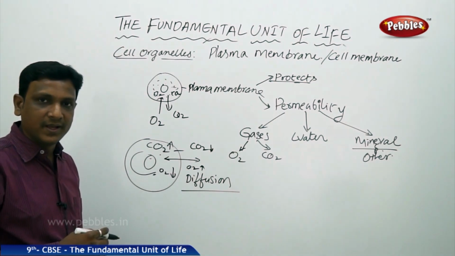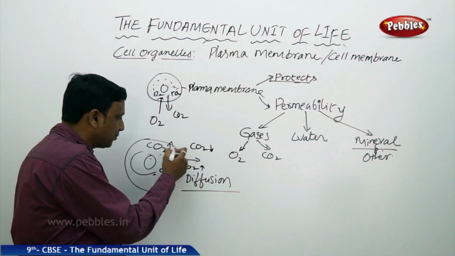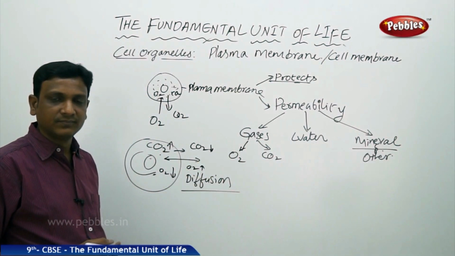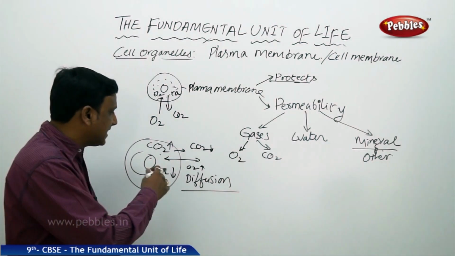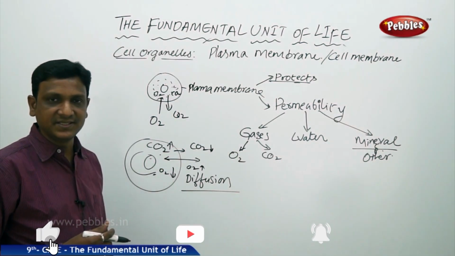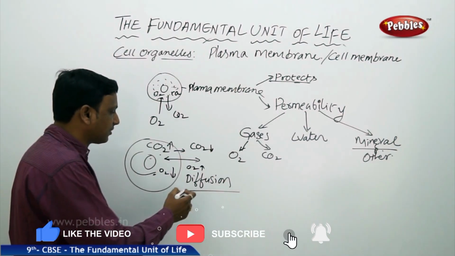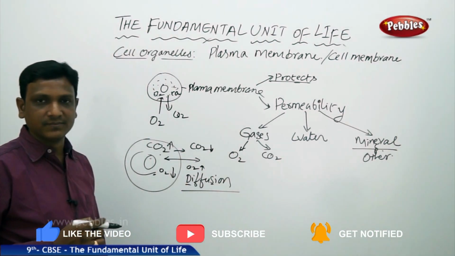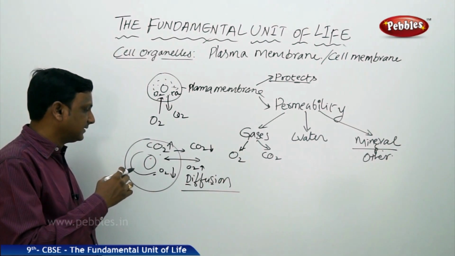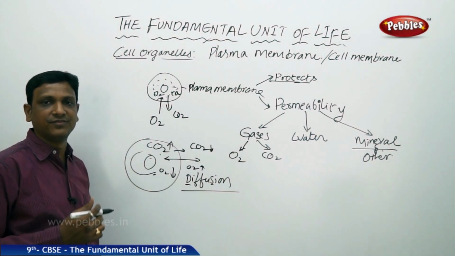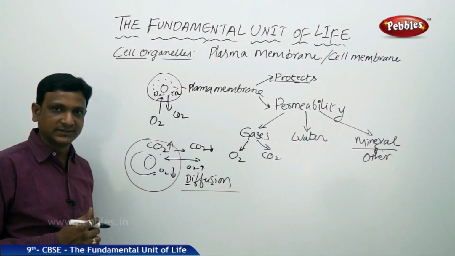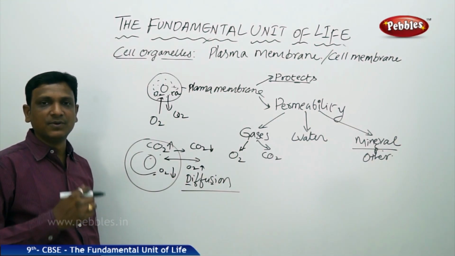So the carbon dioxide moves from the cell to the outside of the cell. In this way, the exchange of gases takes place, which is based on the process called diffusion. How does diffusion help? It helps in the exchange of gases. And how does it work? It works on the principle of concentration.